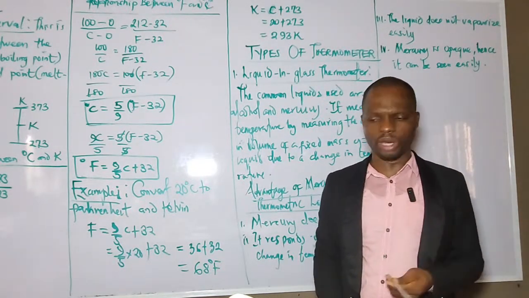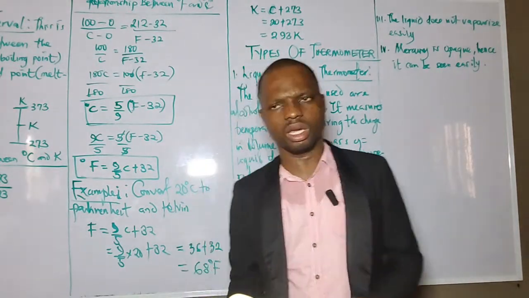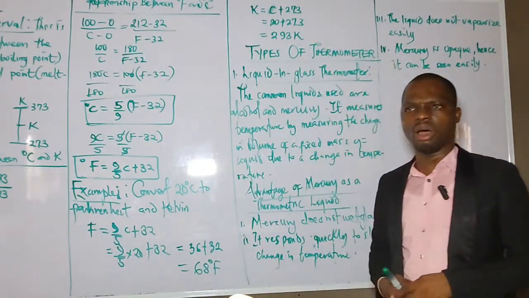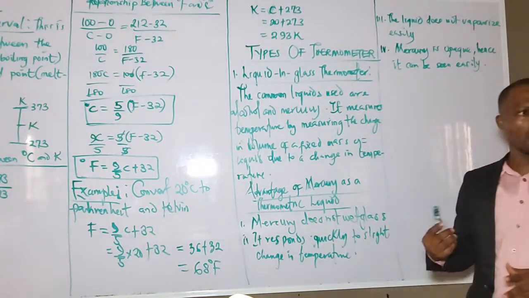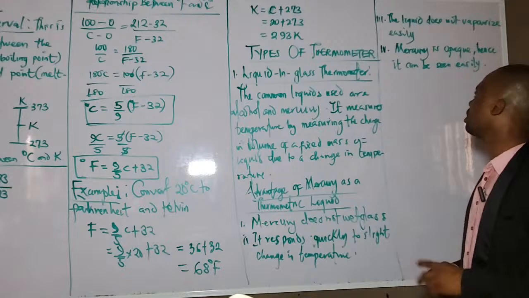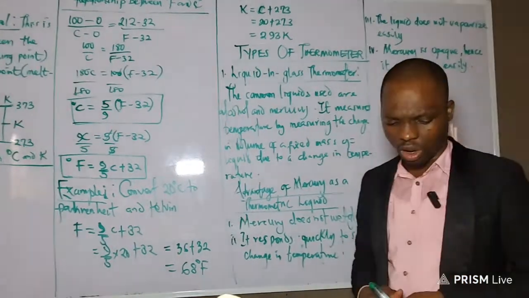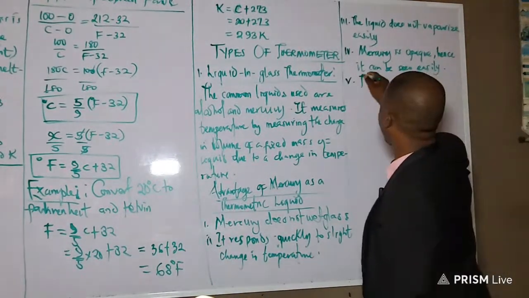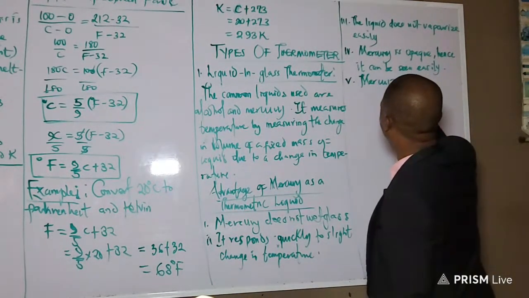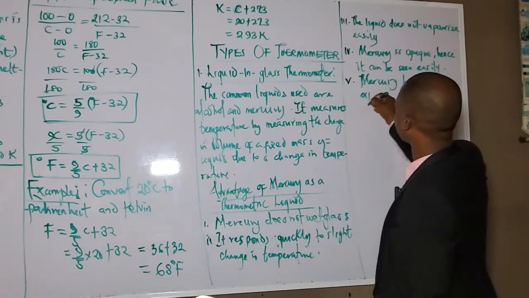But mercury is opaque. Alcohol, you can still see a bit, and you can add coloring to it to make it visible. But water is the worst thermometric liquid. You can't use it because of certain things. Then mercury has regular expansion.